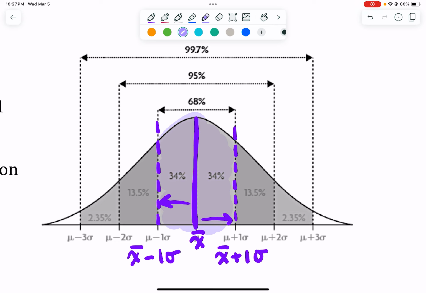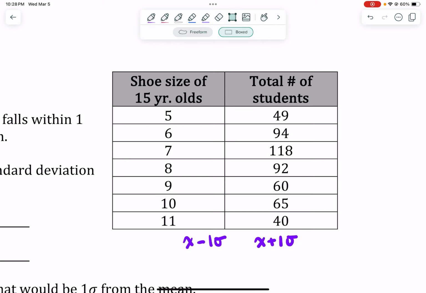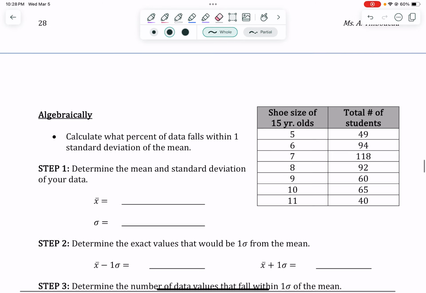And that is what we're going to look at when trying to algebraically prove if our data is normally distributed or not. We are going to physically calculate the percent of data that falls within one standard deviation of the mean. And then we're going to see if it matches 68%. If it does, fantastic. If it doesn't, then it's not normally distributed. So that's going to be our strat. Okay? So let's get rid of this and take a look at the same set of data.